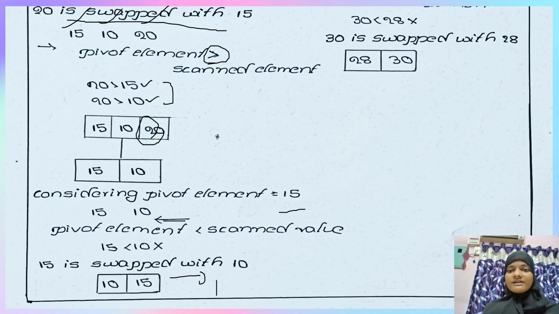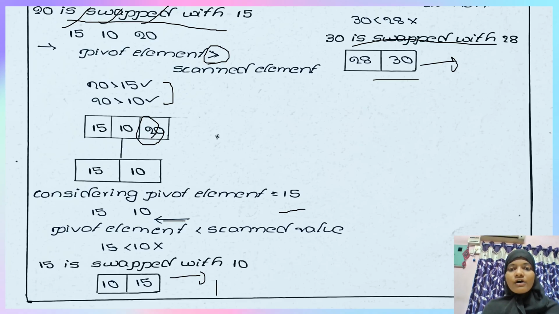Again, taking list 2, as we have seen before, 30 is less than 28. So 30 is swapped with 28, giving 28 and 30. This is again divided into sublists, each containing a single element, so there is no need to divide the list further. The given list would be in sorted order.